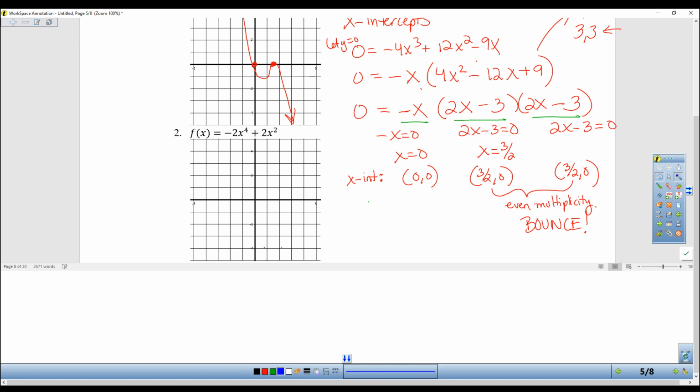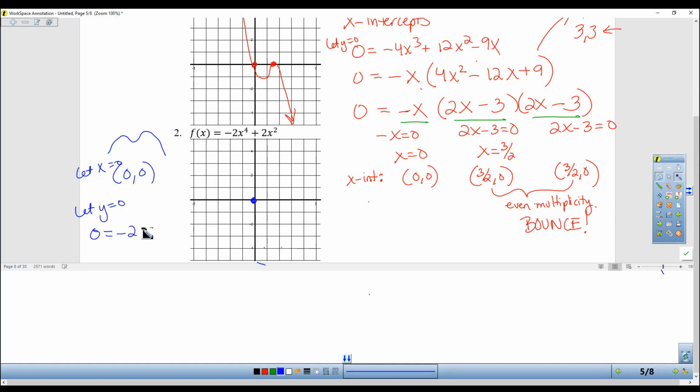Number 2, I see that it's a 4th power, so I'm thinking w, but then I see it's negative, so it's actually going to be an m. Your first step is to come up with the shape. So I have the shape, I know about the end behavior. My next step is y-intercept, so I plug in a 0, and I get 0 again. Now this was letting x be equal to 0. Now I'm going to let y be equal to 0.